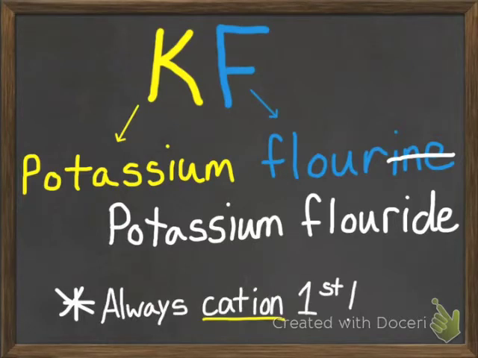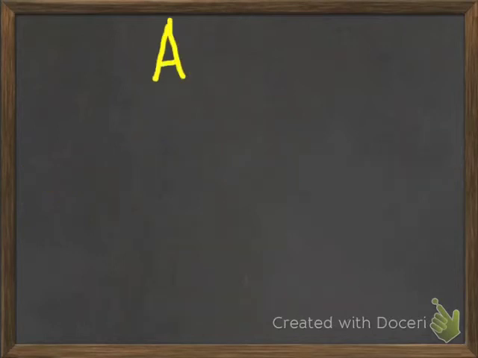But what we always have to remember is we name the cation first. So when we write chemical or ionic formulas, we'll start with the cation first, and when we name them, we'll start with the cation first. So that's a rule that we'll have to remember as we go along. Let's look at one more.